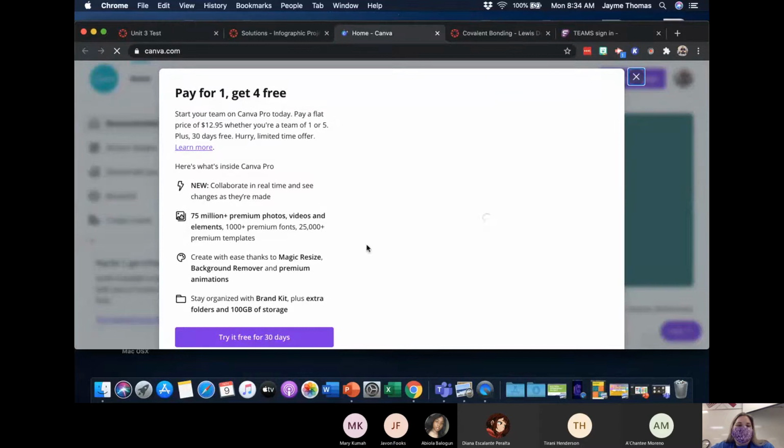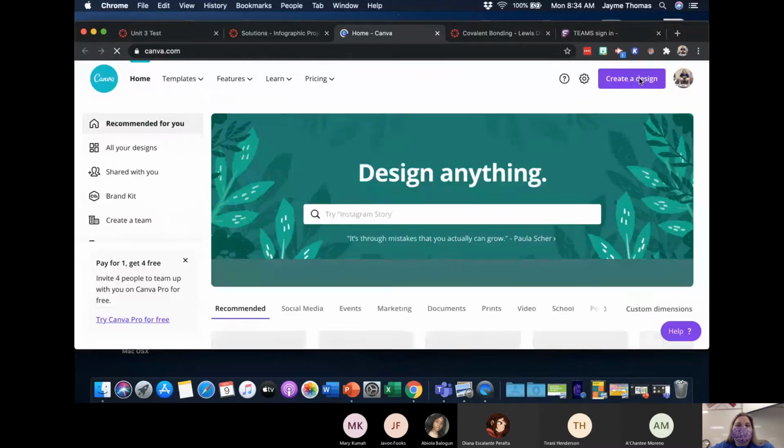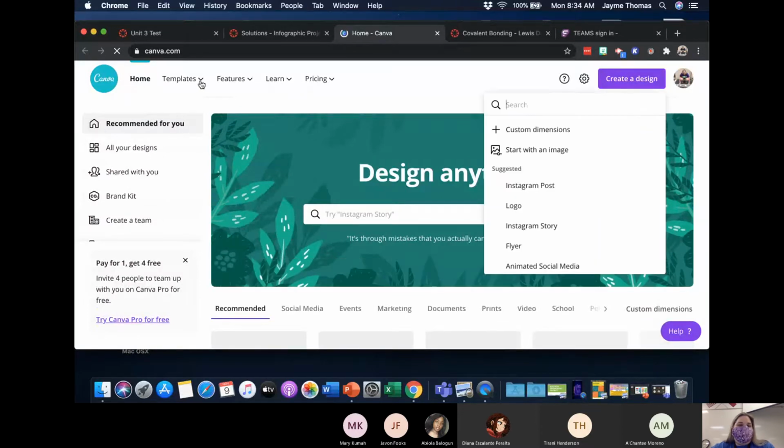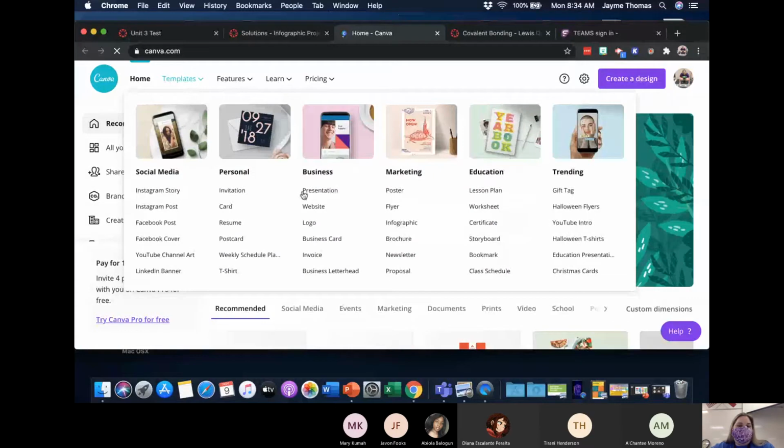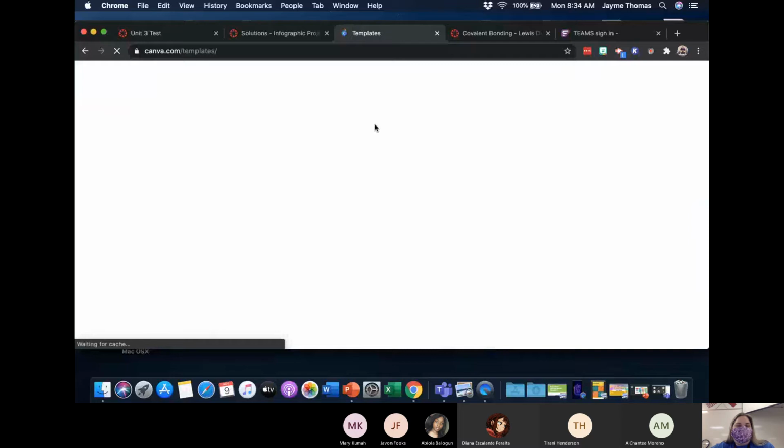So you don't have to pay. Right now it says Canva Pro, but I'm just going to exit out, right? Because I can go over here to templates and hover or click here, and there's all these different categories. Like I said, you can make tons of stuff, invitations, cards, logos, business cards. But right here under marketing is where you're going to find the templates for an infographic, which is what you guys are doing.